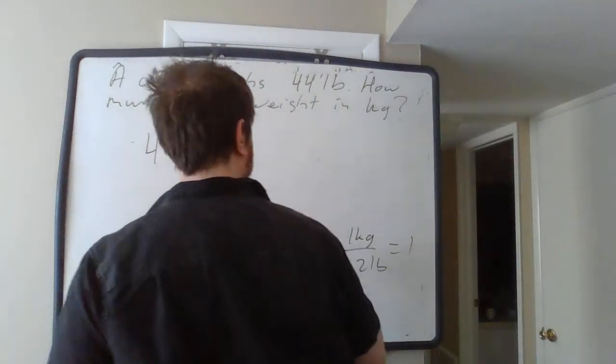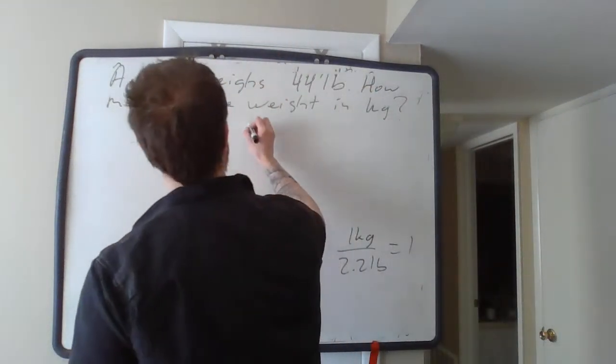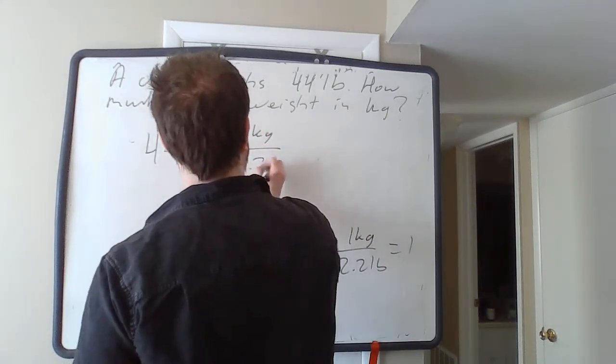Now, if I multiply using this conversion ratio, I'm going to have 1 kilogram over 2.2 pounds.